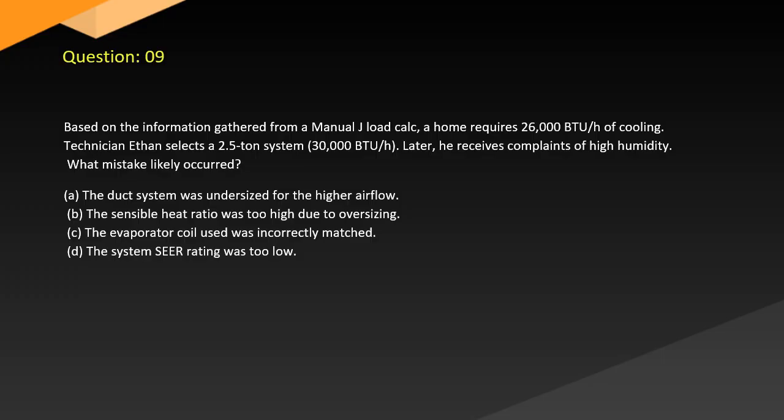Question 9. Based on the information gathered from a Manual J load calculation, a home requires 26,000 BTU/h cooling. Technician Ethan selects a 2.5-ton system, 30,000 BTU/h. Later, he receives complaints of high humidity. What mistake likely occurred? A. The duct system was undersized for the higher airflow. B. The sensible heat ratio was too high due to oversizing. C. The evaporator coil used was incorrectly matched. D. The system SEER rating was too low.